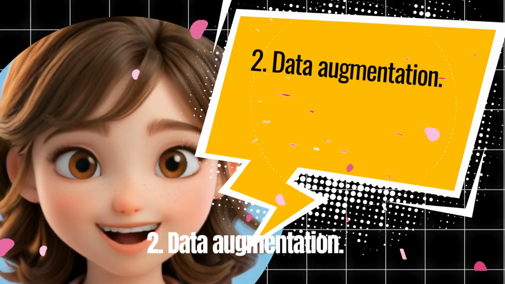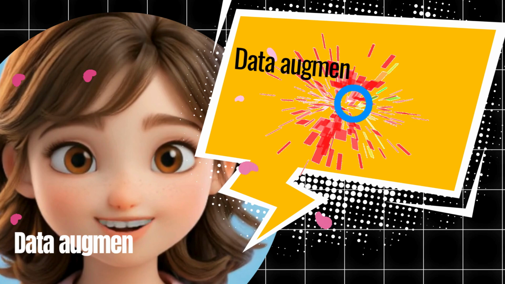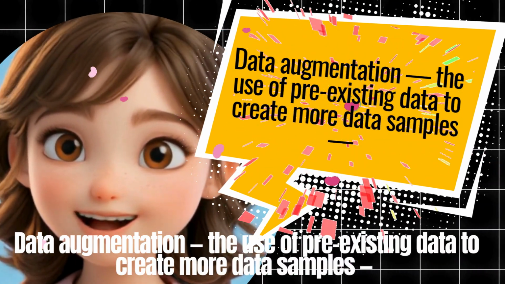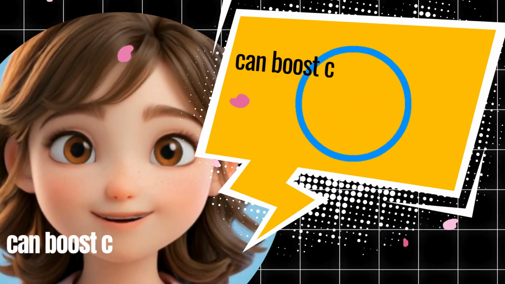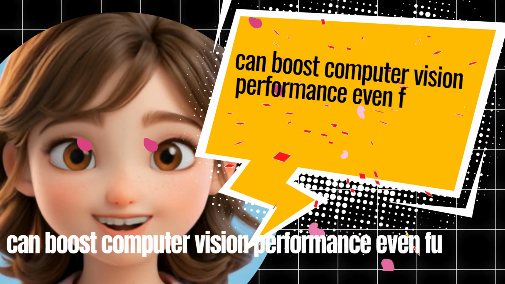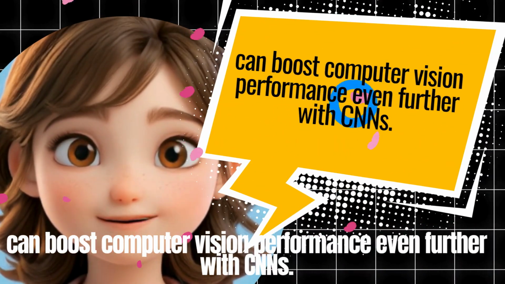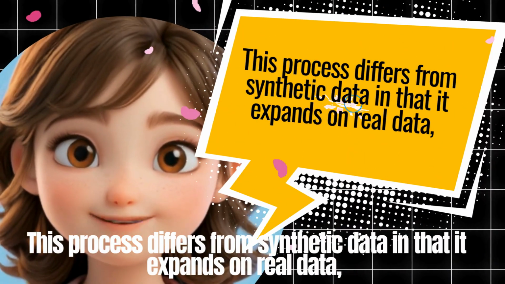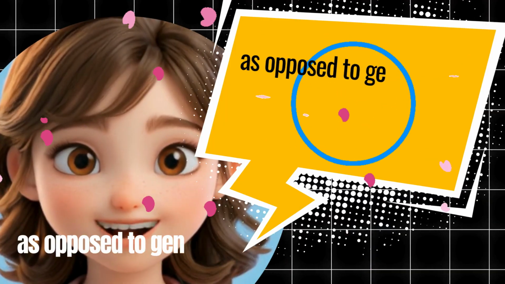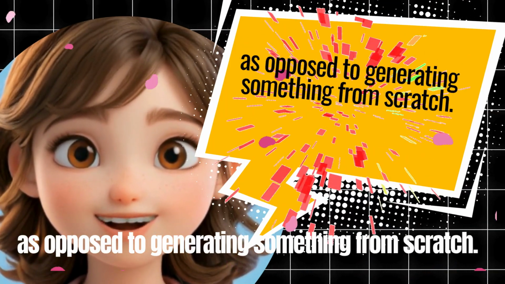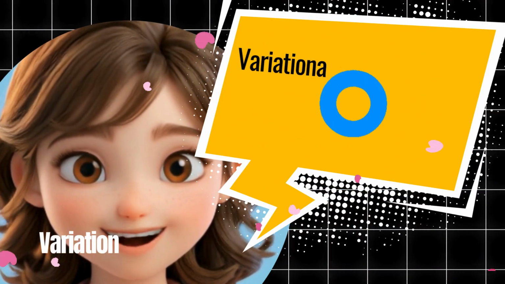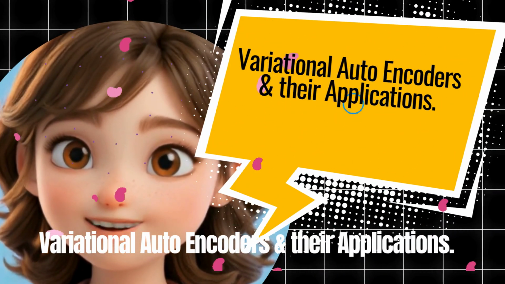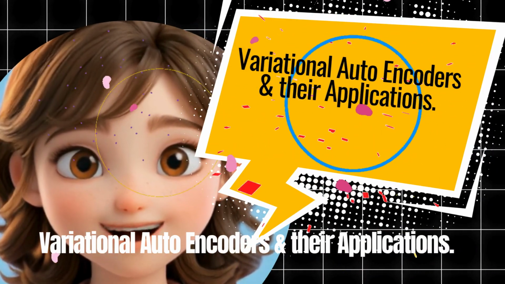2. Data augmentation. Data augmentation, the use of pre-existing data to create more data samples, can boost computer vision performance even further with CNNs. This process differs from synthetic data in that it expands on real data, as opposed to generating something from scratch. Now let us briefly discuss the next generative model, that is, the variational autoencoders and their applications.